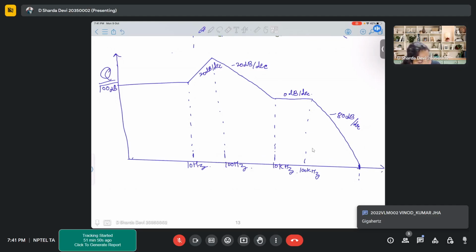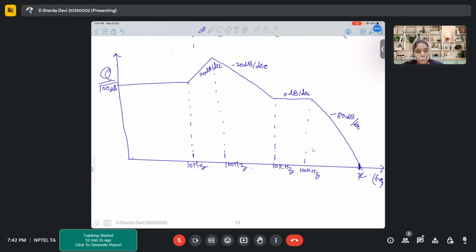What is this 0 dB frequency? X. It would be in gigahertz. Will it be in gigahertz? What is the exact value? Can you calculate? And how many poles and how many zeros are there? What are the poles? What are the zeros?